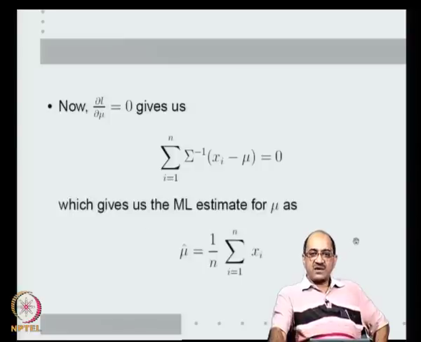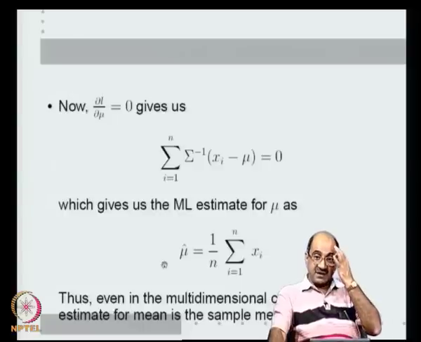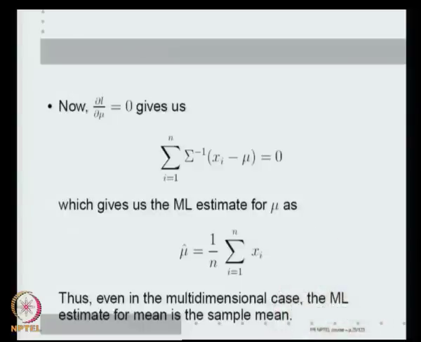So, that gives us our final ML estimate for mu as 1 by n summation i equal to 1 to n xi. Once again, even in the vector case, here of course, x's are vectors and mu is also a vector. So, even in the vector case, that is even for the multidimensional normal distribution, the ML estimate for mean is the sample mean. Now, what about the ML estimate for the sigma matrix?